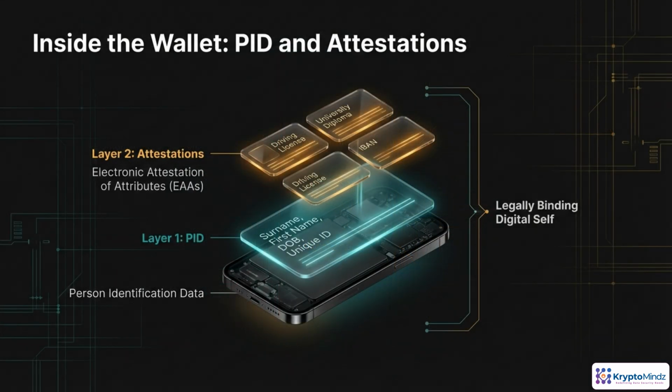To understand the wallet, it helps to think in two layers. Layer 1 is your core person identification data. Legally verified facts like your name, date of birth, and a unique identifier. This anchors the wallet to you in a way that's recognized across the EU. Layer 2 builds on top with electronic attestations of attributes, things like your driving license, bank account number, or university diploma. Combined, these layers create a legally binding digital self that relying parties can trust when making real business and compliance decisions.